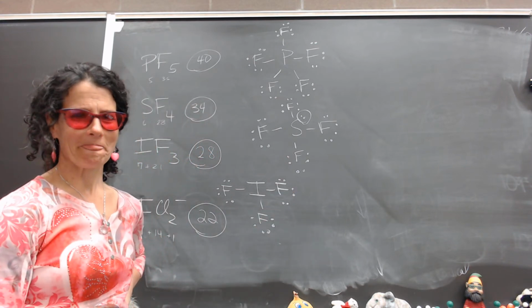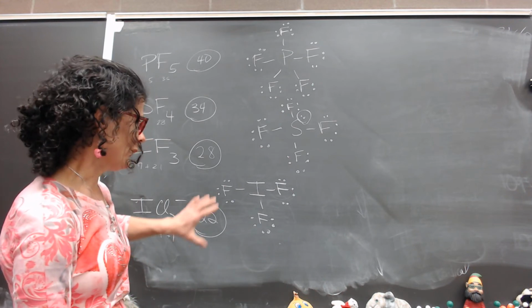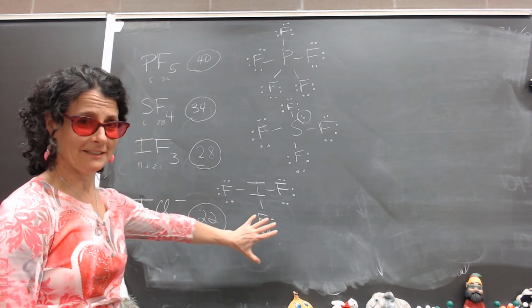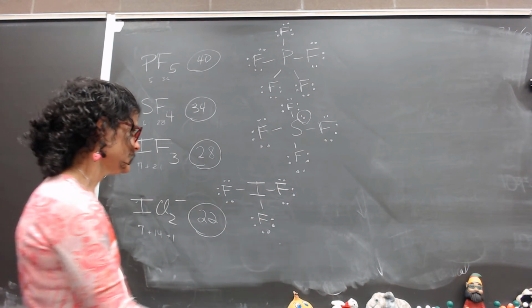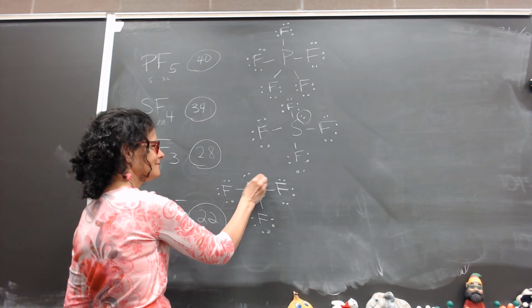So let's count. I'll try and slow down. 8 plus 8 plus 8 is 24. Oh, we got extra. And they go on in pairs.